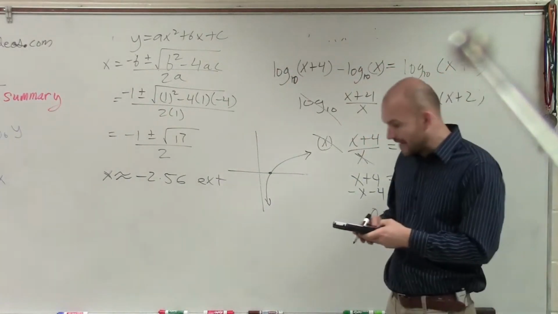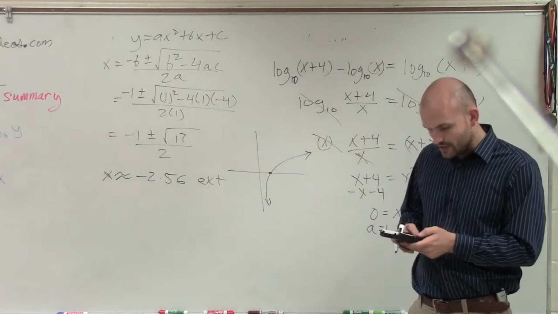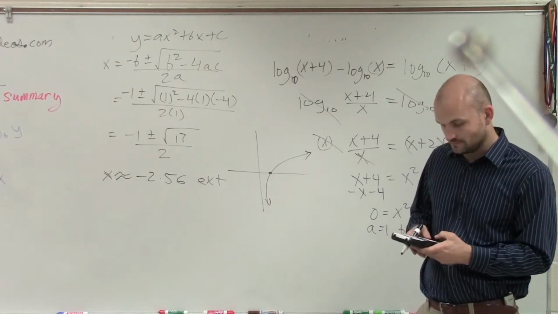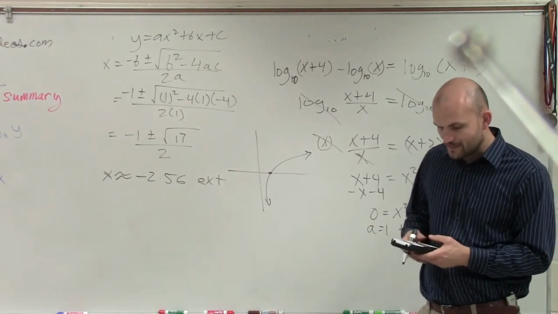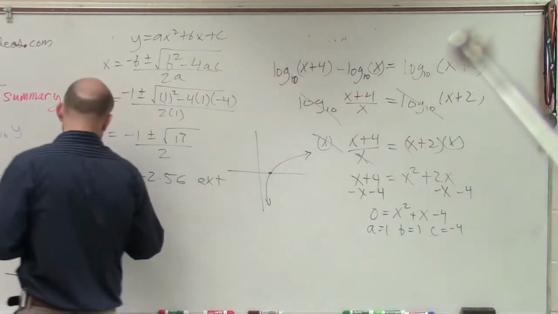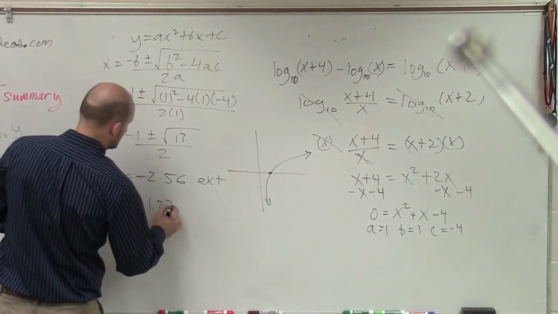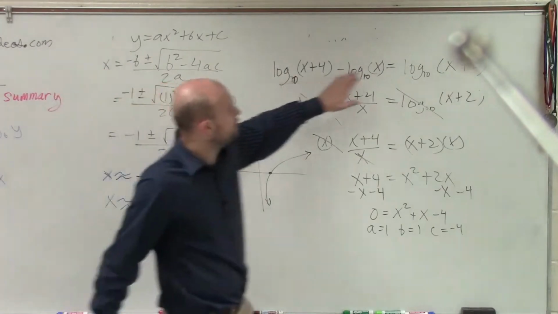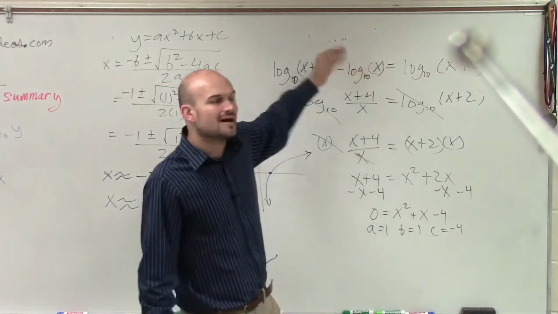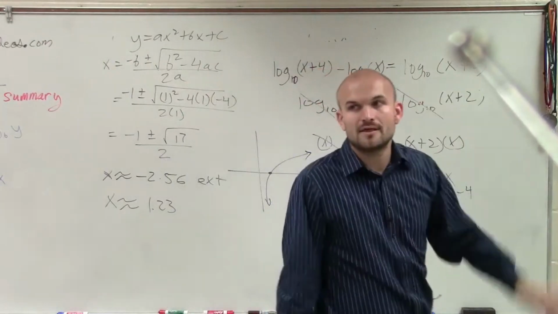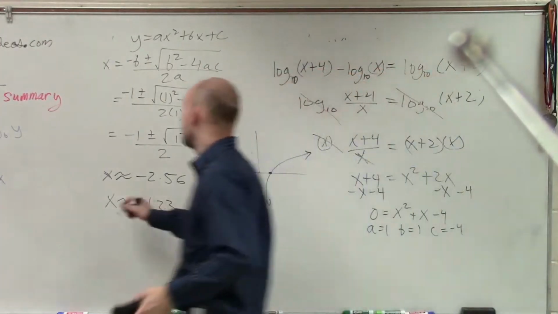However, if I do -1 plus the square root of 17, and I divide that by 2, I'm going to have an answer of x is approximately 1.23. And I notice if I put in 1.23 into each one of these, I'm always going to have a positive value. Therefore, that is going to be my only solution.